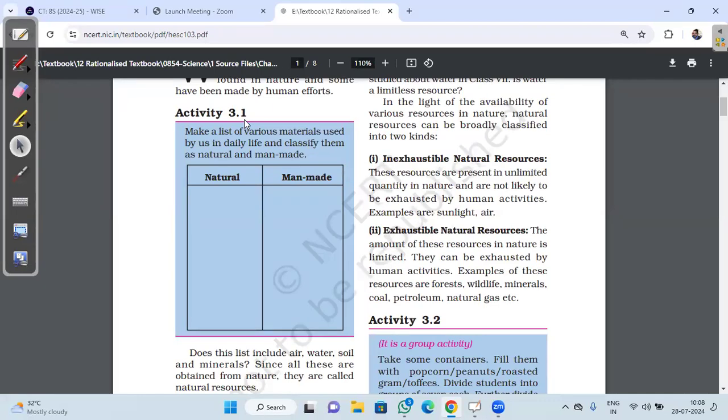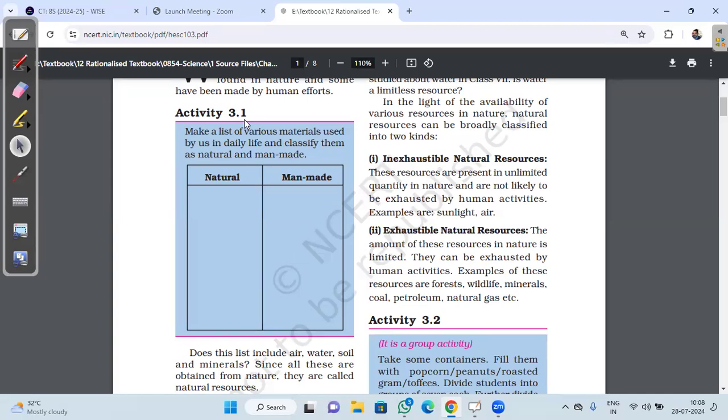Among these, we are interested mainly in coal, petroleum, and natural gas. Coal, petroleum, and natural gas are exhaustible natural resources. They are present in a limited amount in nature. Since the use of coal, petroleum, and natural gas is very fast, we are using them up at a rapid rate. Whatever resources are available with us are limited, and hence they are likely to get exhausted.